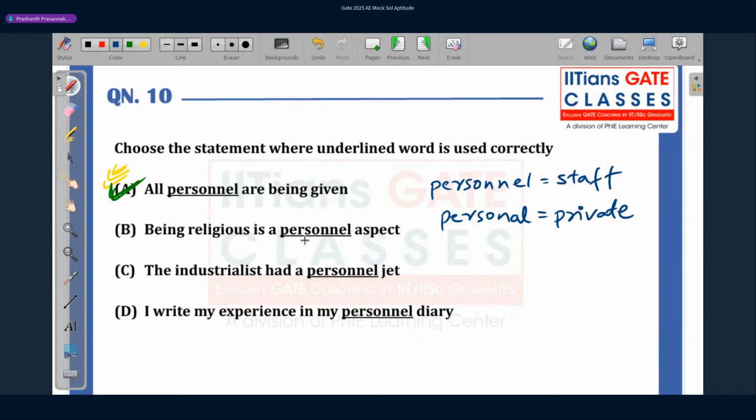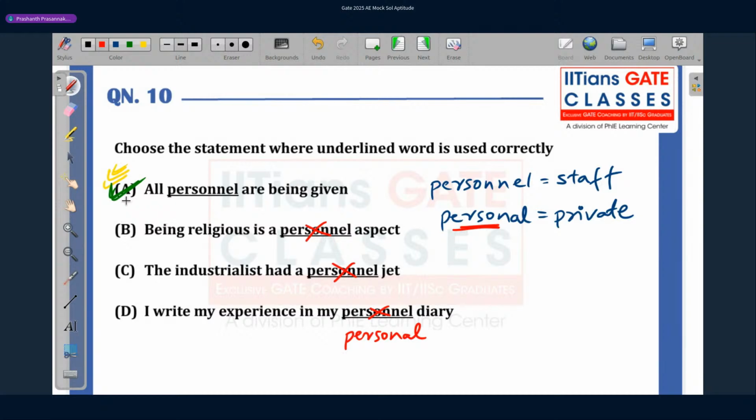So being religious is a personal aspect. It means a private aspect over here. So this is actually supposed to be personal. The industrialist had a personal jet. No, this personal jet actually makes more sense over here. This is also wrong. And I write my experience in my personal diary. Obviously, your diary you won't be sharing with all your staff. It will be just for you. So it meant to say personal diary.